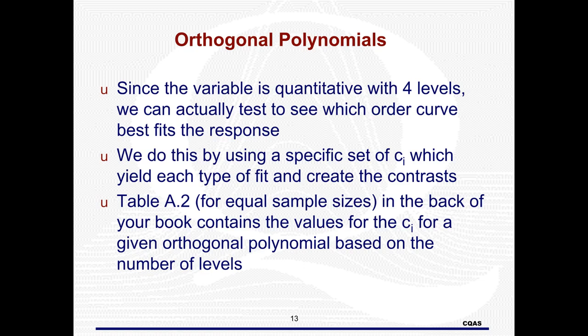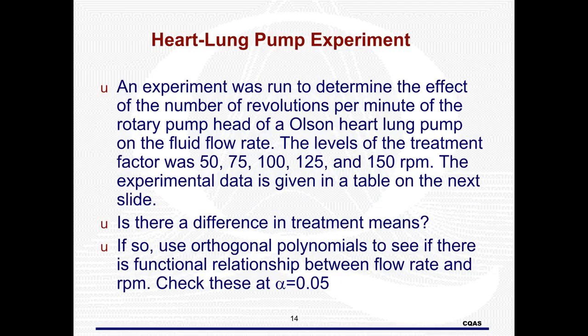A linear trend tells us the response generally increases or decreases as the factor increases. A quadratic trend indicates curvature. Higher-order terms represent increasingly complex relationships. The coefficients used for these contrasts are available in tables, such as Table A.2 in your textbook. Let's look at an example.